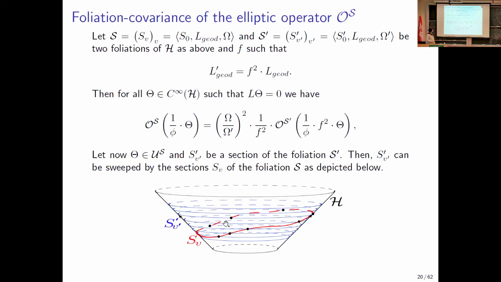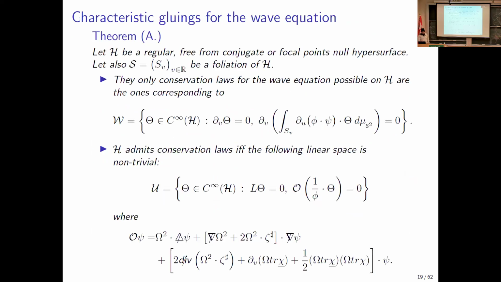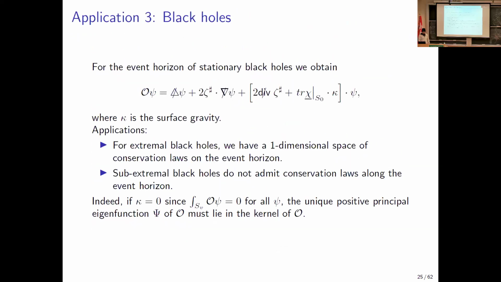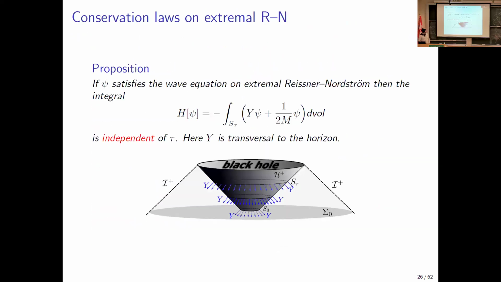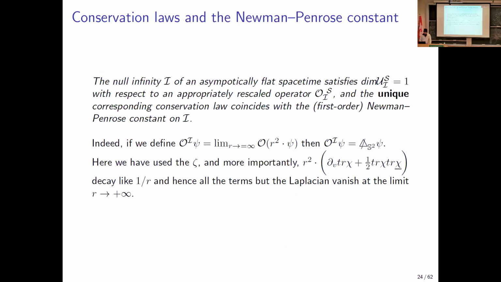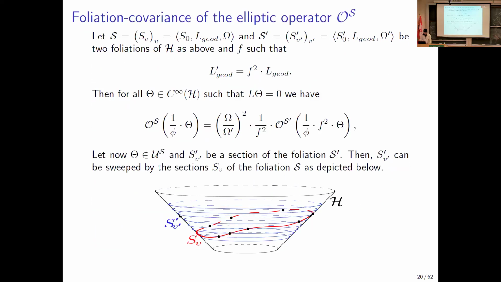What happens when you refoliate your null hypersurface? Because as you see here, all these conservation laws are on sections, right? What happens if, instead of considering these sections, I consider this section, but between those two, I consider a different family of sections, if you refoliate your null hypersurface with sections? This is very important because this refoliation here, going from blue to red, it's nice to know for the wave equation, but it's extremely important for the Einstein equations.